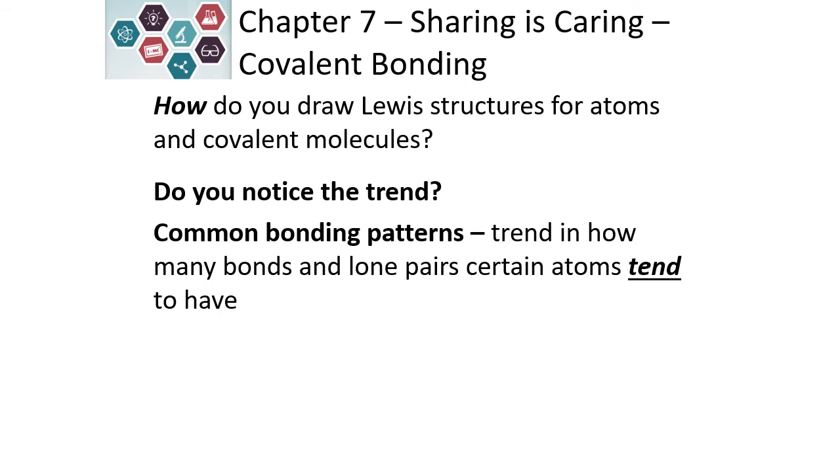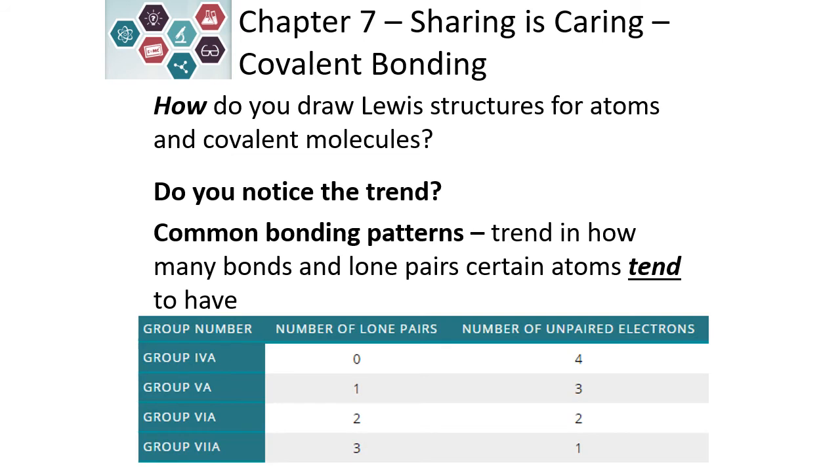Common bonding patterns are the trend and show us how many bonds and lone pairs certain atoms prefer or tend to have. So if we are in group 4, it is going to prefer to have 4 unpaired electrons. If we're in group 5, it is going to prefer to have 1 lone pair and 3 unpaired electrons.